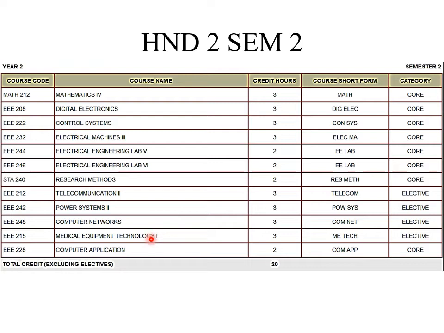And similarly, if you are interested in medical equipment technology, you should choose Medical Equipment Technology as an elective and you should not choose Telecommunication 2, Power Systems 2, Computer Networks. Okay, so that is how you will be choosing the elective, and make sure that you are choosing only one elective for this semester.